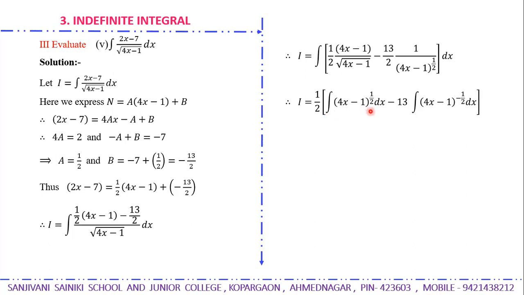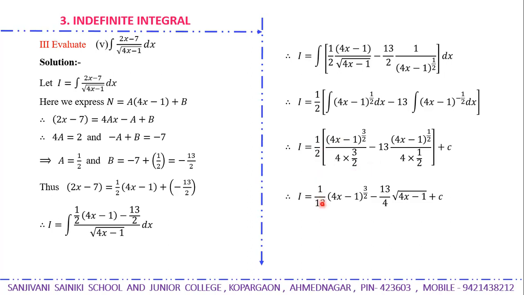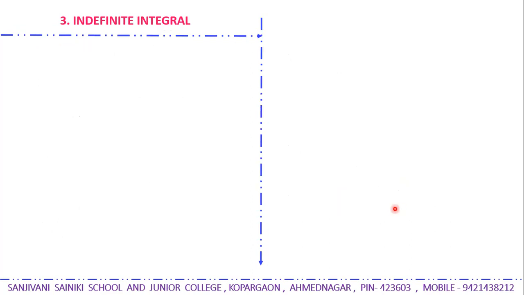So it is in the form of ax plus b raised to n. Its integral is ax plus b raised to n plus 1 upon n plus 1 times a. Simplify it. You get 1 upon 14 times 4x minus 1 raised to 3 by 2 minus 13 by 4 times root 4x minus 1 plus c.